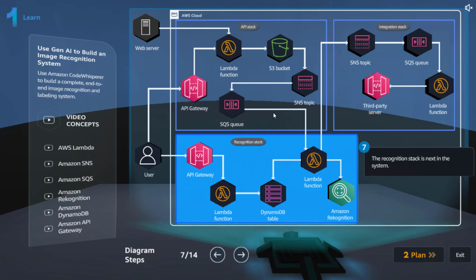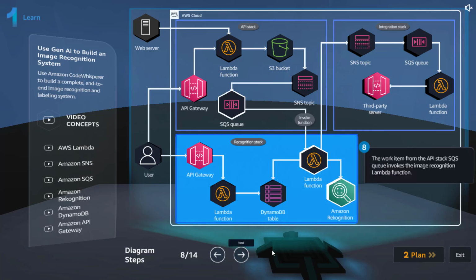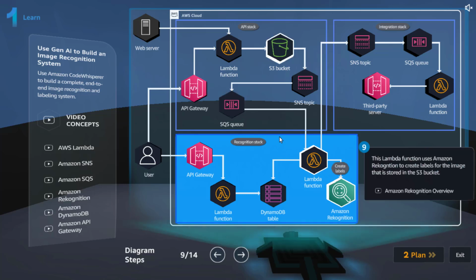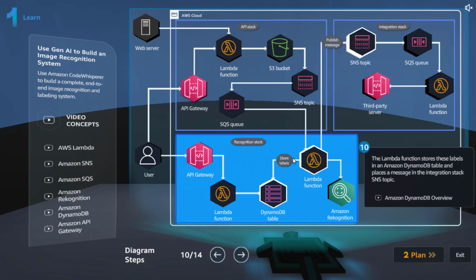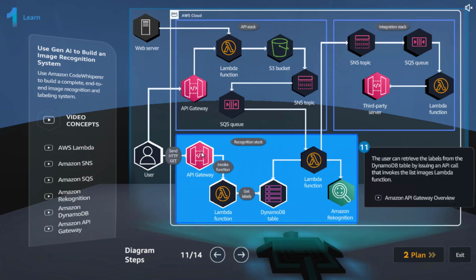The recognition stack is next in the system. The work item from the API stack SQS queue invokes the image recognition Lambda function. This Lambda function uses Amazon Rekognition to create labels for the image that is stored in the S3 bucket. The Lambda function stores these labels in Amazon DynamoDB and places a message in the integration stack SNS topic. The user can retrieve the labels from the DynamoDB table by issuing an API call that invokes the list images Lambda function, which is another Lambda function.